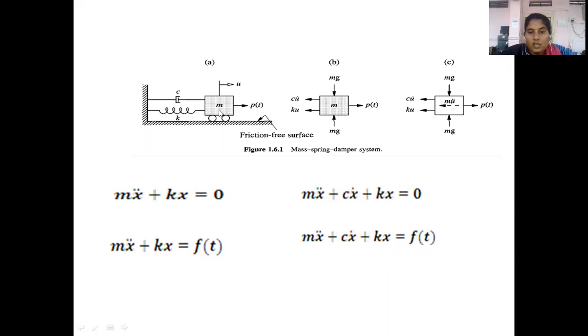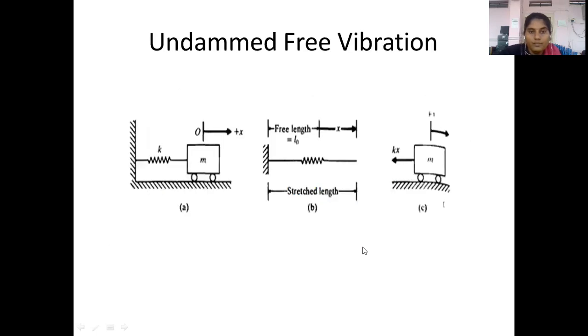From that derivation, the last equation is produced here: Mx double dot plus Cx dot plus Kx equal to F of t. So we will solve derivation number 1 over here. The name of the first derivation is undamped free vibration. Please draw this diagram in your notebook.